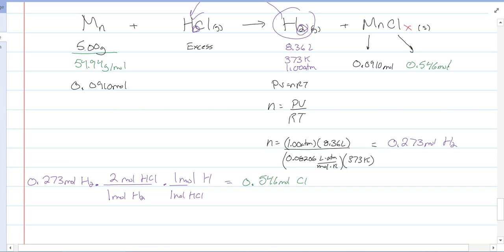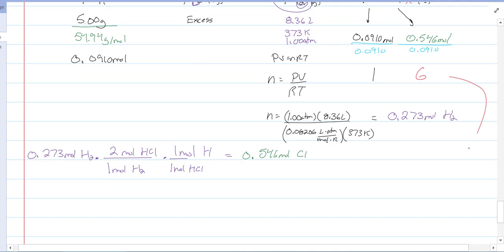Well, if you remember empirical formulas, hopefully, I can just divide by the smallest here, because I'm already in a mole ratio. 0.0910, 0.0910. And I get 1 for manganese, which I expected, and it looks like I get 6 for chlorine. So my formula then is MnCl6.